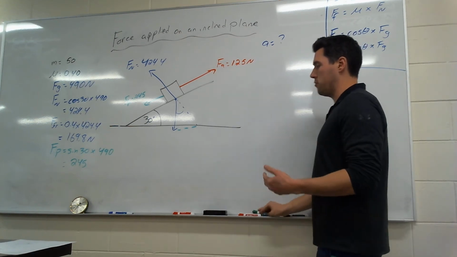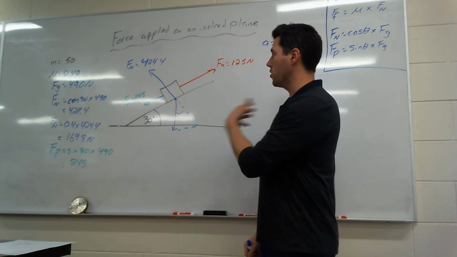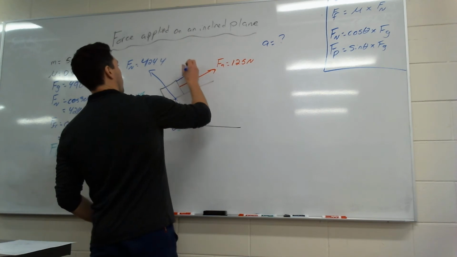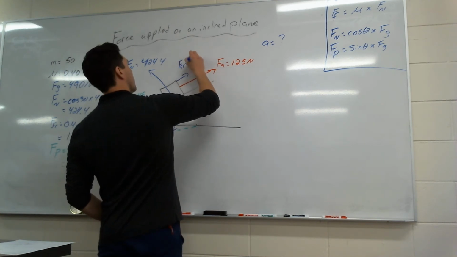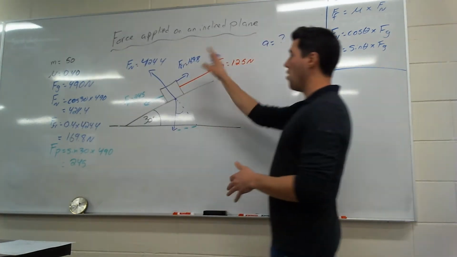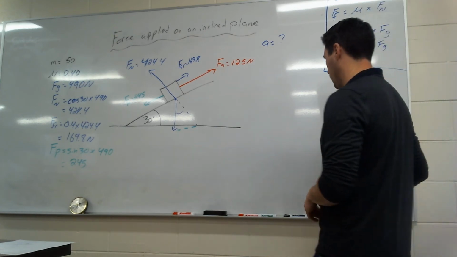So that means friction is going to be doing what? Well, if it's wanting to go down the hill, friction is going to go in the opposite direction. So I'm going to put a little blue arrow here. We have our force of friction here. Force of friction, which is 169.8. Okay. So we have drawn all the actual forces out now. Let's try and get our net force.